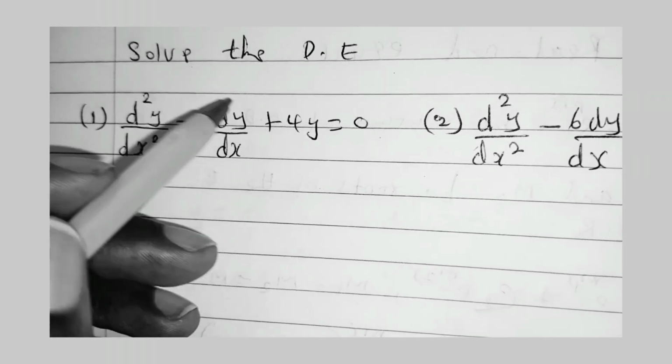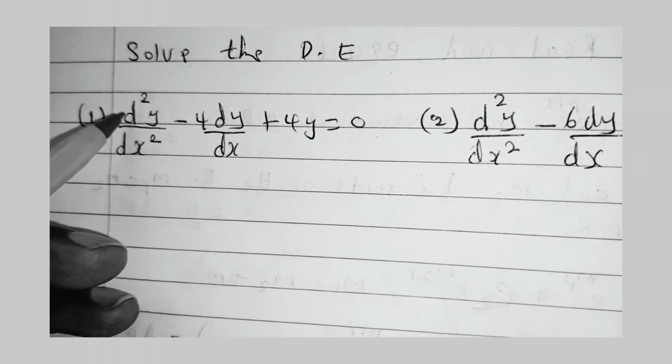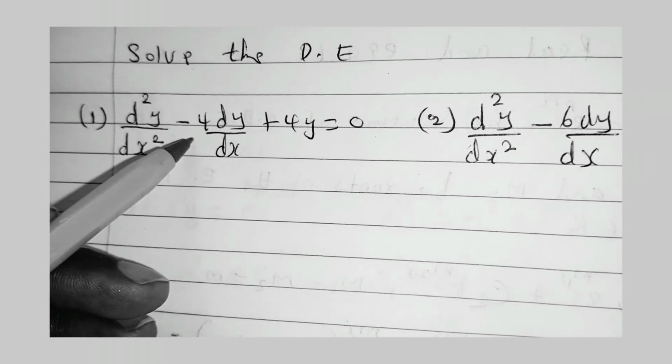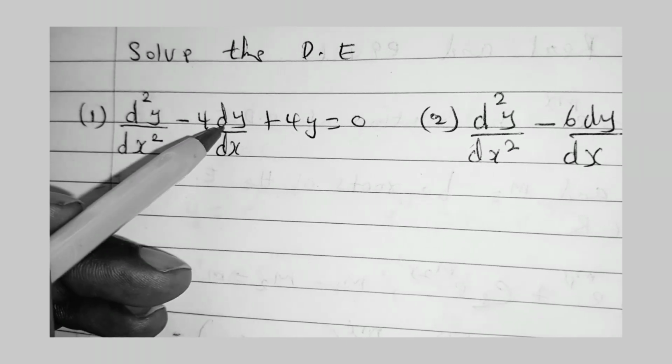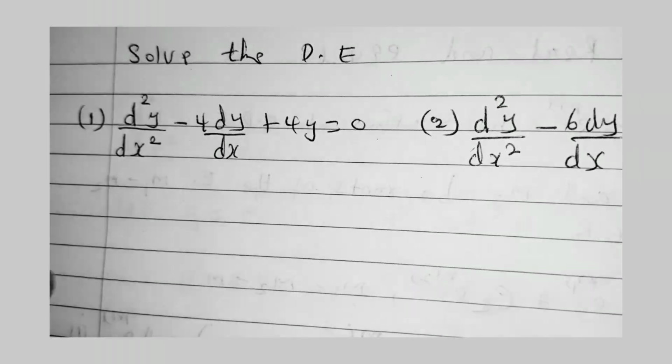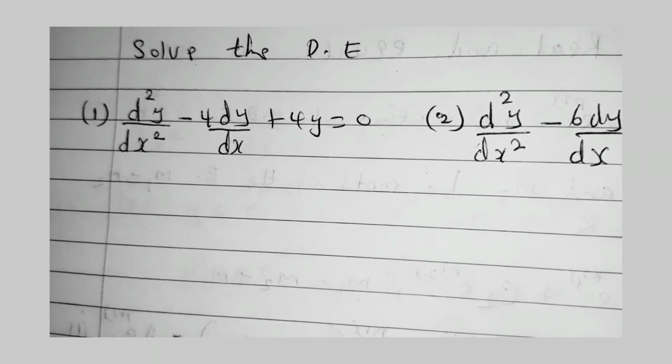We are supposed to solve this one. We are given the second derivative of y with respect to x, minus 4 times the first derivative of y with respect to x, plus 4y is equal to 0. So that is what we are given.